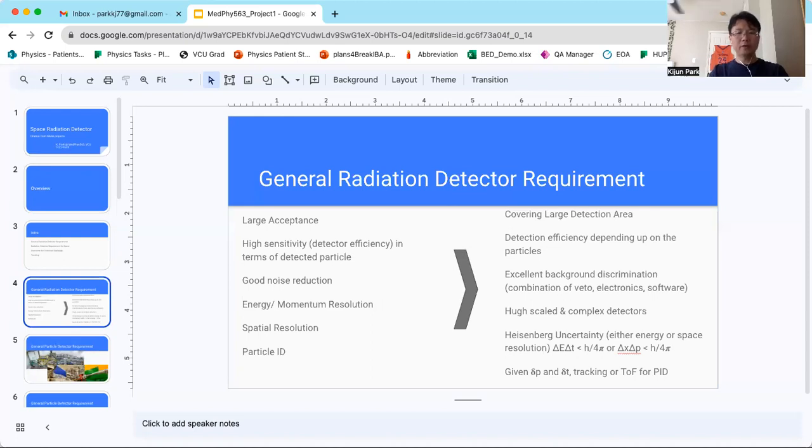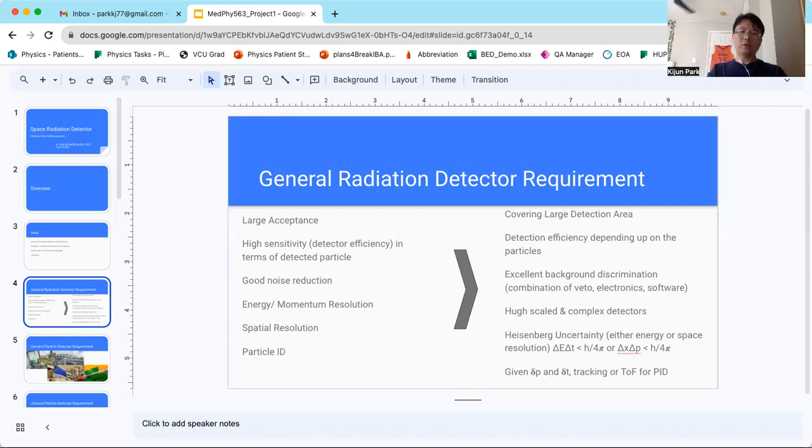Of course, we need good noise reduction, since nobody wants a huge noise on top of the signal. That requires excellent background discrimination, which can most likely be obtained by a combination of the beta counter or electronics, or sometimes by utilizing software techniques.